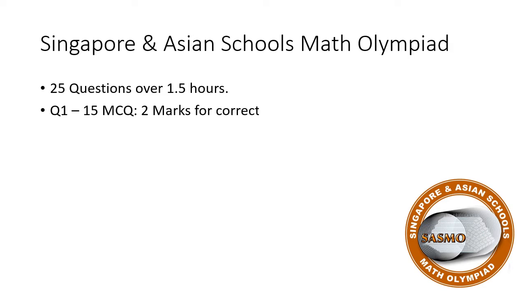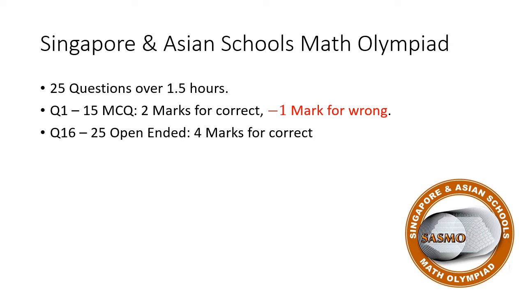The first 15 questions are multiple choice questions. You get 2 marks for each correct answer, but do note that there is negative marking, so you'll lose 1 mark for each wrong answer, but you get no marks if you leave it blank. The next 10 questions are open-ended. You get 4 marks for each correct answer, but there are no penalties for wrong answers.